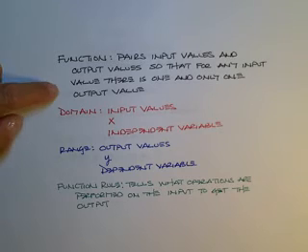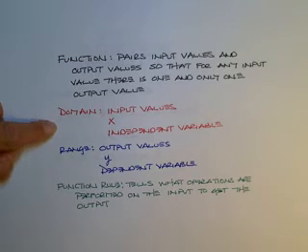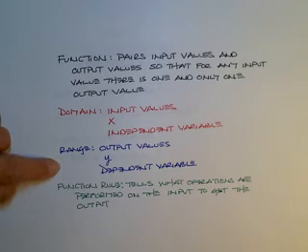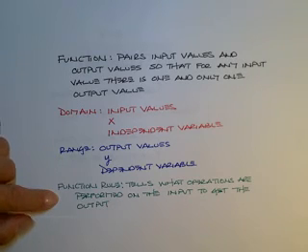With the washing machine, the domain is your dirty laundry. You put it in the washing machine. Your range is your clean, wet clothes that come out. And the function rule tells what operation is performed. So in the washing machine, the operation is washing.